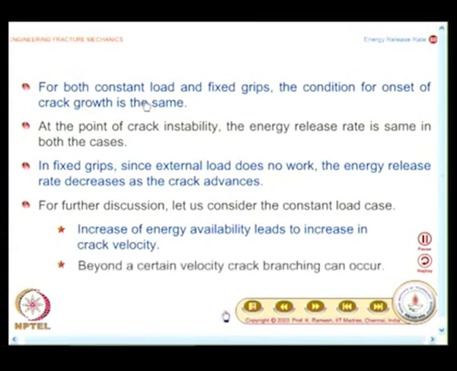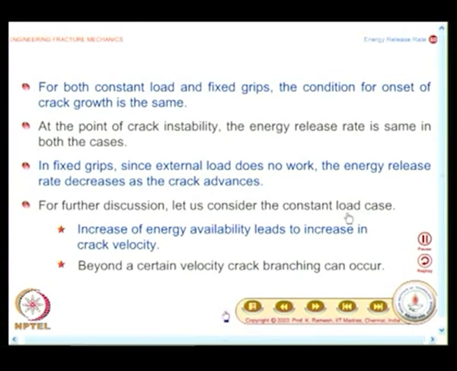For both constant load and fixed grips, the condition for onset of crack growth is the same. We have really convinced ourselves by looking at the graph. At the point of crack instability, the energy release rate is same in both the cases. As I pointed out, in fixed grips, since external load does no work, the energy release rate decreases as the crack advances.